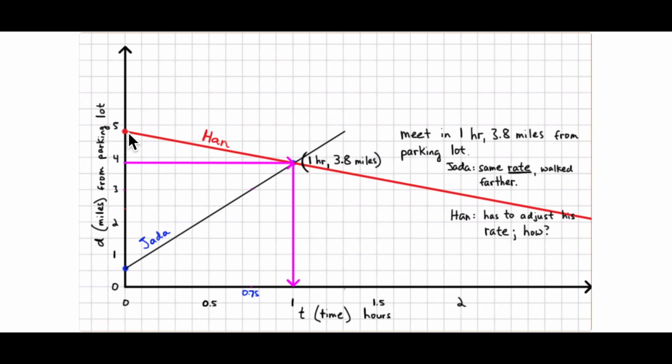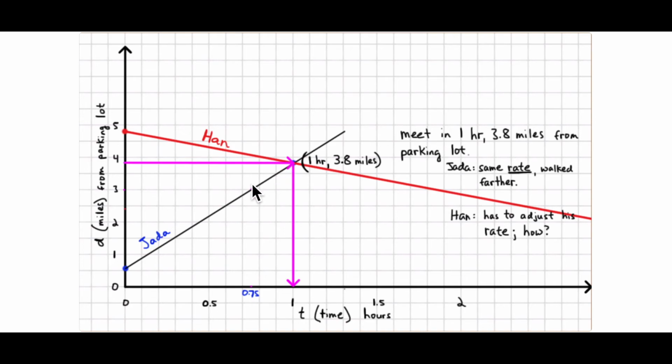Well, the distance that Han has to walk is 1 mile, because he's at 4 8/10 miles from the parking lot, and he has to get to a place that's 3 8/10 miles from the parking lot. That's 1 mile. So he has to walk this 1 mile in this 1 hour. So he has to slow down from 2 4/10 miles per hour to 1 mile per hour. So how to adjust his rate? You realize that he has to walk 1 mile, and it has to take him an hour.